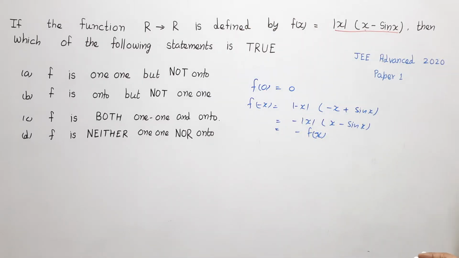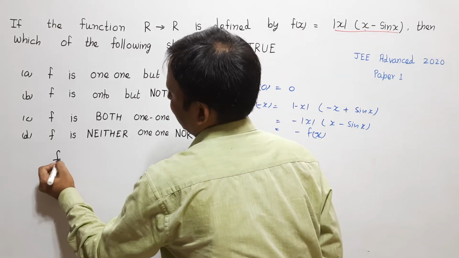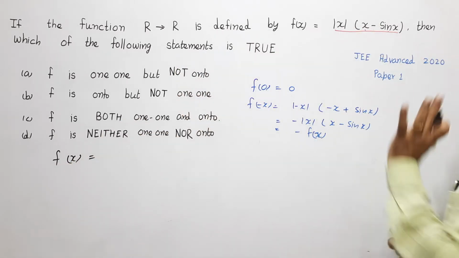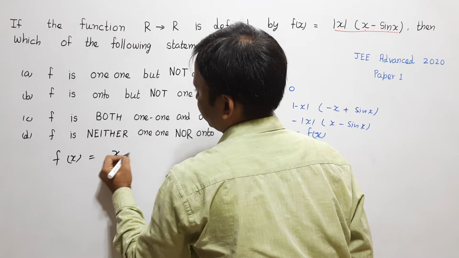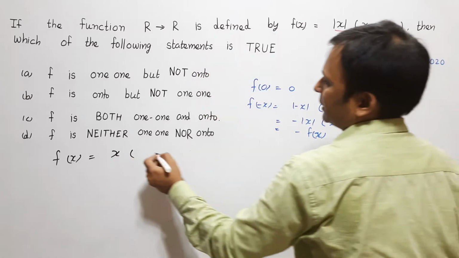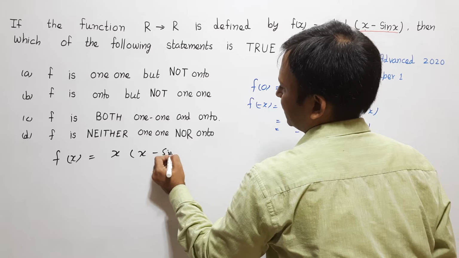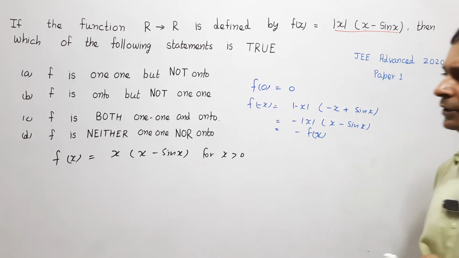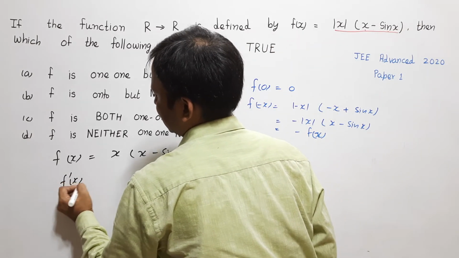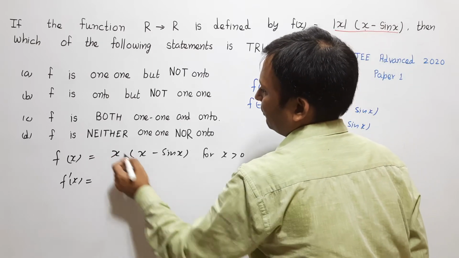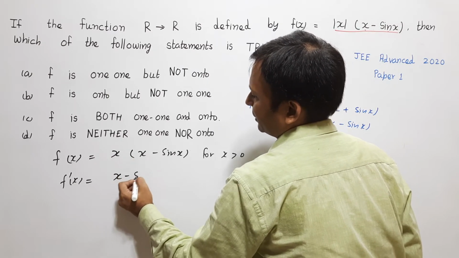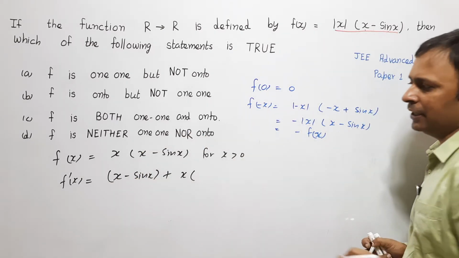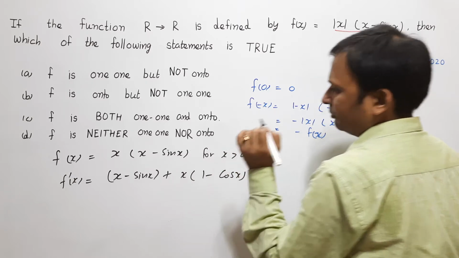So I will first find out the value of f'(x) when x is greater than 0. When x is greater than 0, |x| can be replaced by x only, and in that case the function becomes x multiplied by (x − sin x). Now what will be our first derivative f'(x)? If I use the product rule here, I will get the derivative of x, which is 1, multiplied by (x − sin x), plus x multiplied by the derivative of (x − sin x), which is 1 − cos x.